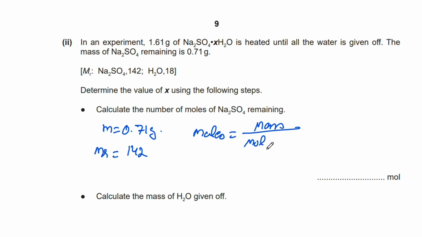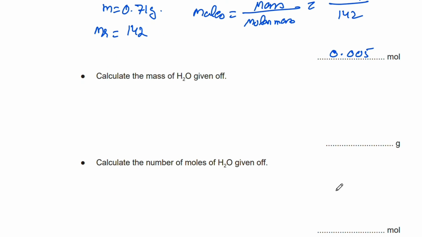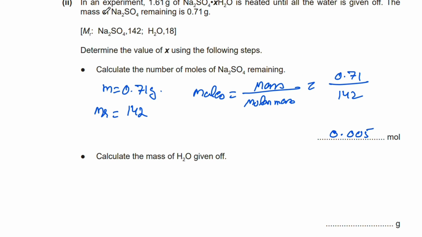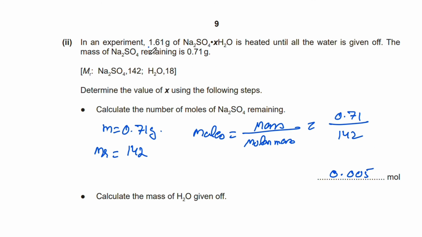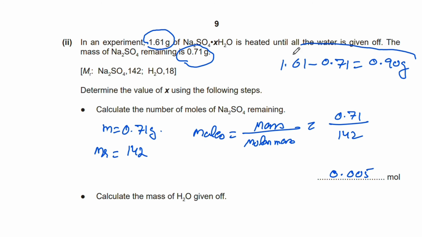So here's the formula, mass upon molar mass. So number of moles will be 0.71 divided by 142. That will be 0.005 mole. Now calculate the mass of H2O given off. We know that the total mass of the salt is 1.61 and the solid is 0.71. If you subtract 1.61 minus 0.71, that will give you the mass of H2O, that is 0.90 grams.